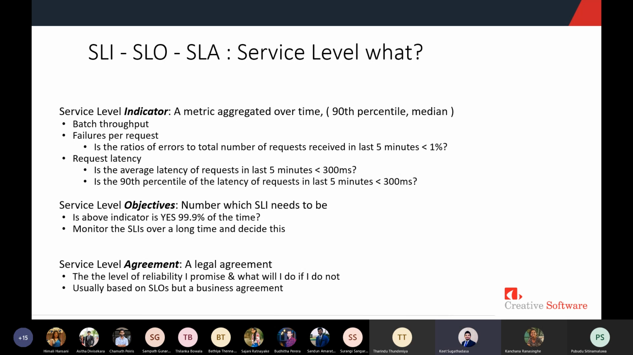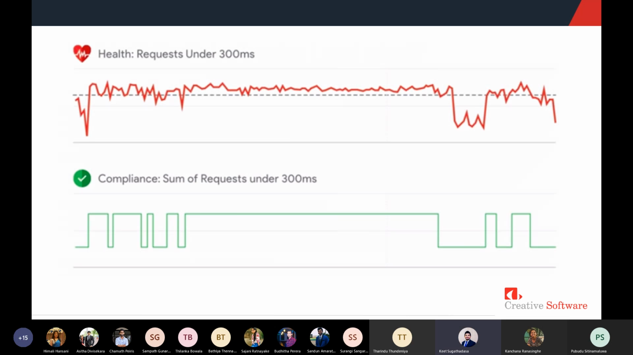I know that some people know about this and some people don't. It's interesting to know that there are things like this also happening in the background while we do development. If we jump to the next slide.